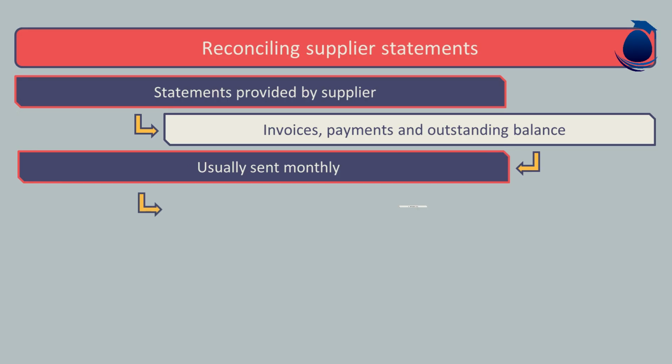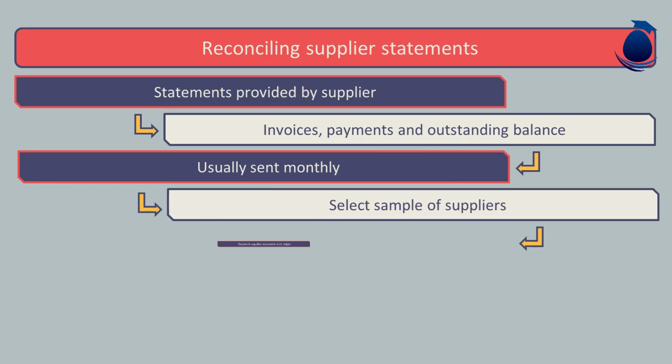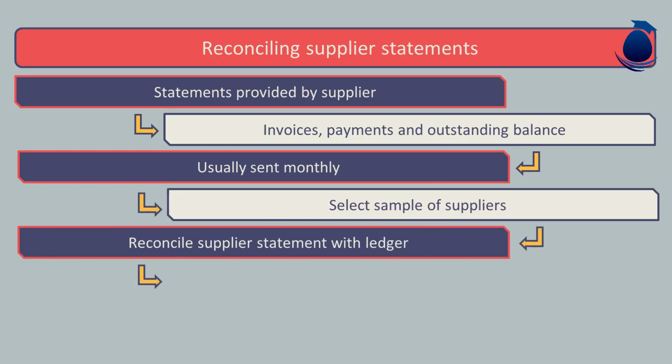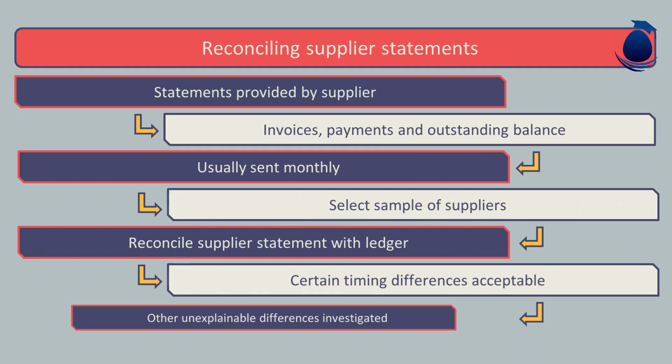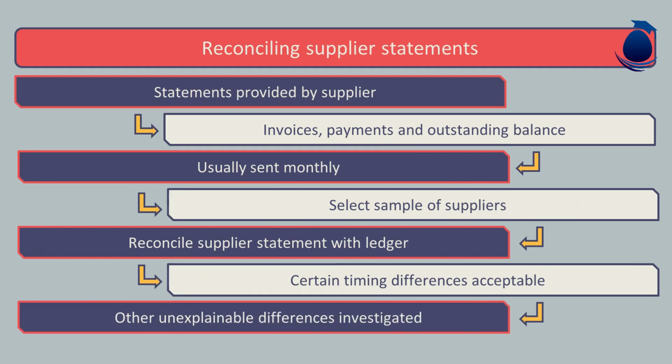The auditor should select a sample of suppliers and reconcile the supplier statements sent at the year end to the ledger. Timing differences, such as invoices sent but not received at that point, are acceptable. But any other differences that cannot be explained should be investigated with the client.